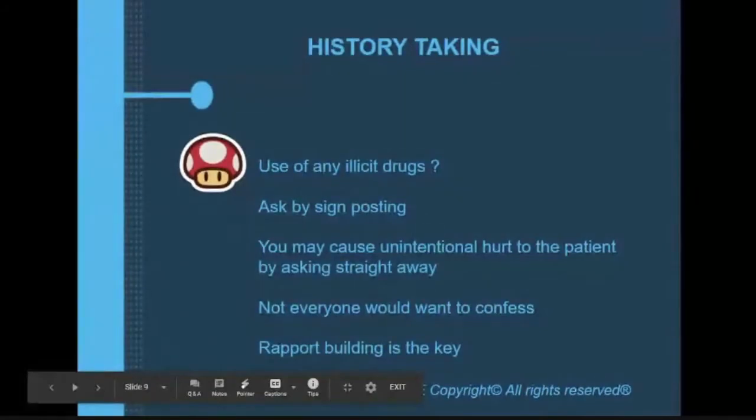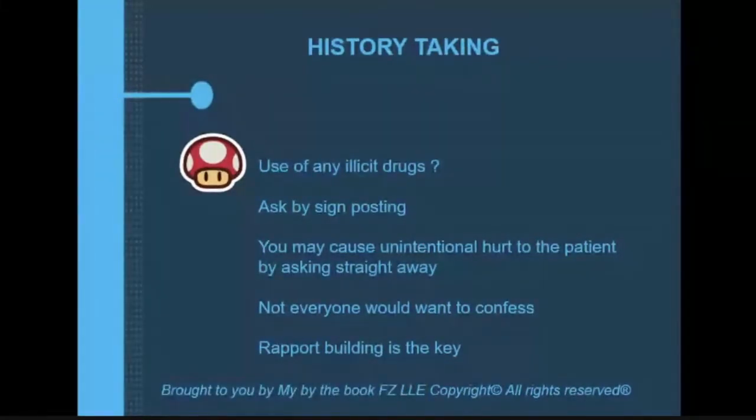Signposting is very, very important. If you do not, I don't think anybody would be interested to talk about their habits. It is a sensitive topic. Not everybody would be comfortable to disclose to each and every doctor that they have been smoking, drinking, or using some illicit drugs. So always signpost. You should say, is it okay if we have a little chat about your habits?